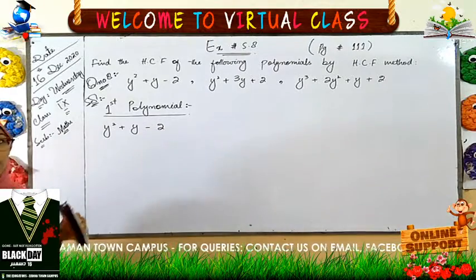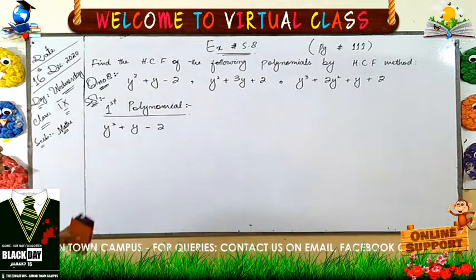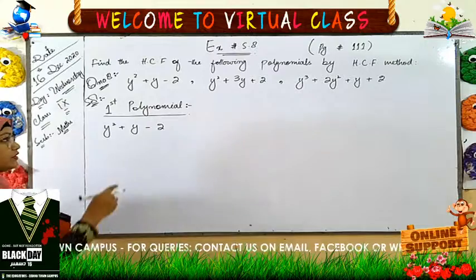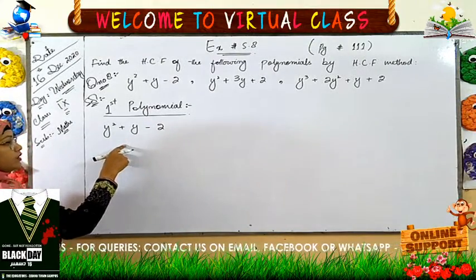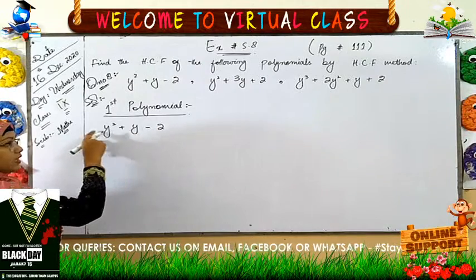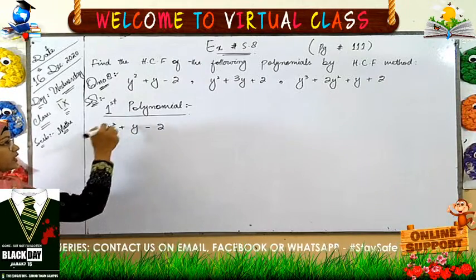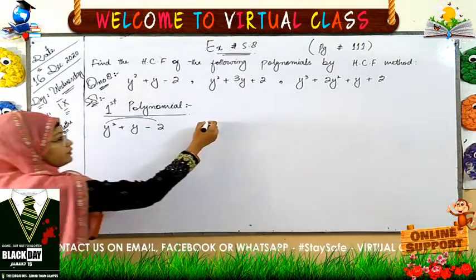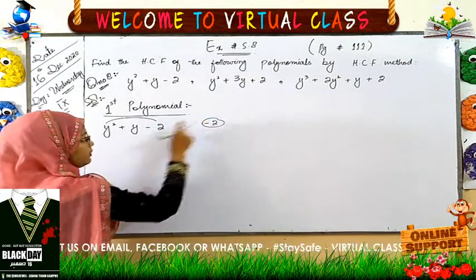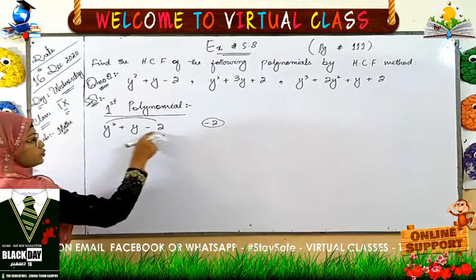How do we do the factorization here? We will do the midterm breaking. How do we do the midterm breaking? First we multiply the first and last value. After multiplying the first and last value, what do we get? 2 ones are 2. We will get minus 2. Okay, minus, plus, minus 2 ones are 2.